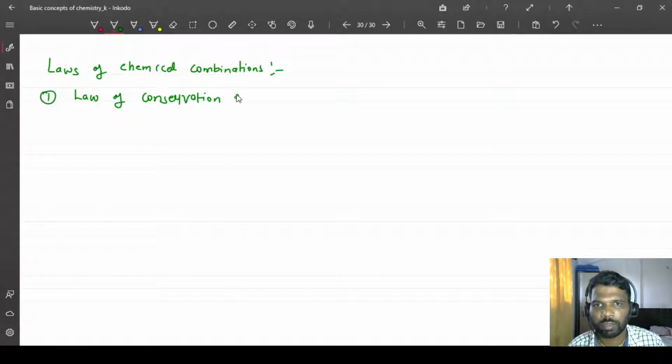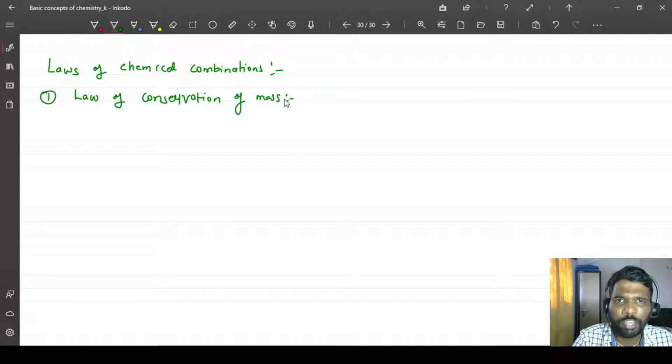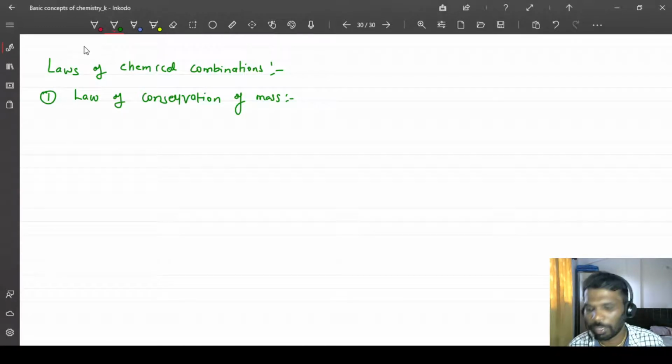Okay, you must have heard about the law of conservation of energy, which states that energy can neither be created nor destroyed. It could be transformed from one form to another. This law statement is similar to that only. What this law states is that in all physical and chemical changes. Okay, I'll write this law over here.